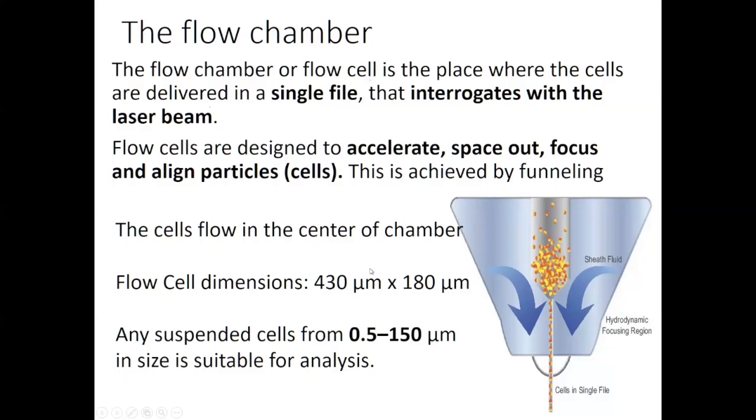So the common conventional flow cytometers' flow cell dimension is between 430 micrometer to 180 micrometer, and you can study cells ranging from 0.5 to 150 micrometer. So most of the biological cells are within this range, and we can study those cells by flow cytometer, right? This is the dimension which I'm telling, 0.5 to 150 micrometer. And this dimension is the total dimension, including the area where the sheath flows, right? So this total dimension is this one, and this dimension is this one, right?